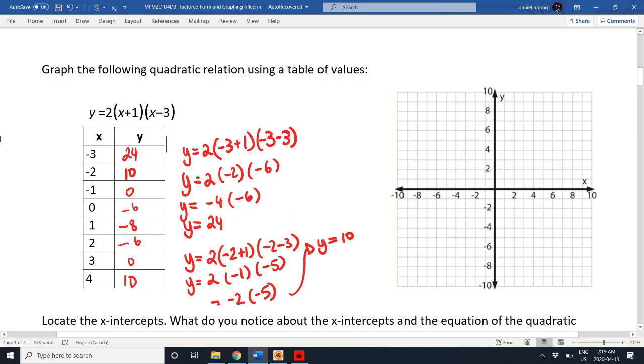So now we're ready to graph our parabola. There's a lot of points here we could put down, but we can simplify this process. All we need to do is find the major features of this parabola. Those are the x-intercepts, the vertex, the axis of symmetry, and the y-intercept.